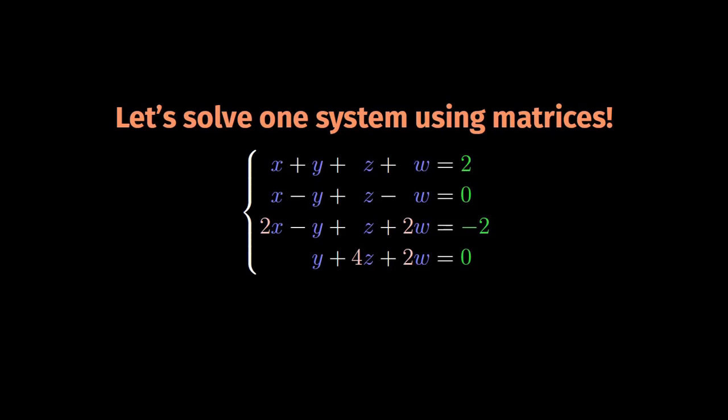The system we want to solve today is the following: x plus y plus z plus w equal to 2, first equation. Then second equation, x minus y plus z minus w equal to 0. Third equation, 2x minus y plus z plus 2w equal to minus 2. And finally, y plus 4z plus 2w equal to 0.